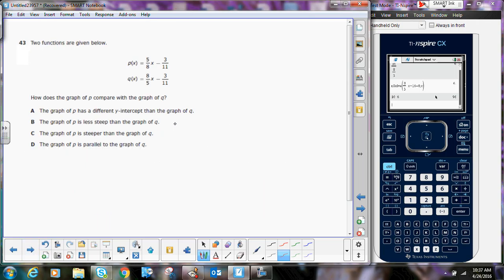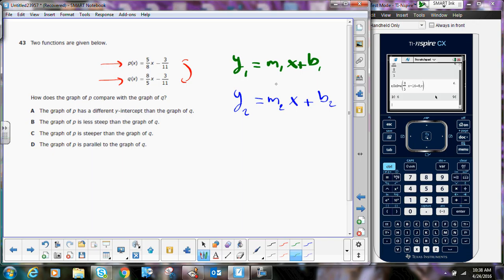Now 43. Two functions are given. We have p of x, q of x. So these are the two functions. How does the graph of p compare to the graph of q? So let's review. If you have two lines, line 1, y1 equals m1 x plus b1, line 2, y2 equals m2 x plus b2. So we're going to use this as a review. m1 is the slope of the first line, b1 is the y-intercept of the first line. m2 is the slope of the second line, b2 is the y-intercept. So we're going to compare all the cases.